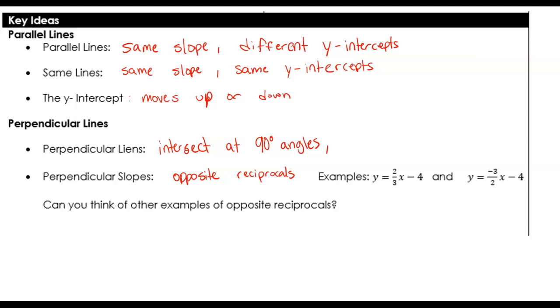Let's think of a couple of other examples. We can use the one from our last slide. So for instance, I can say 3, and its opposite reciprocal will be, I'll flip it over, I'll make it a fraction, and then I'll make it negative, so that'll be negative 1/3.